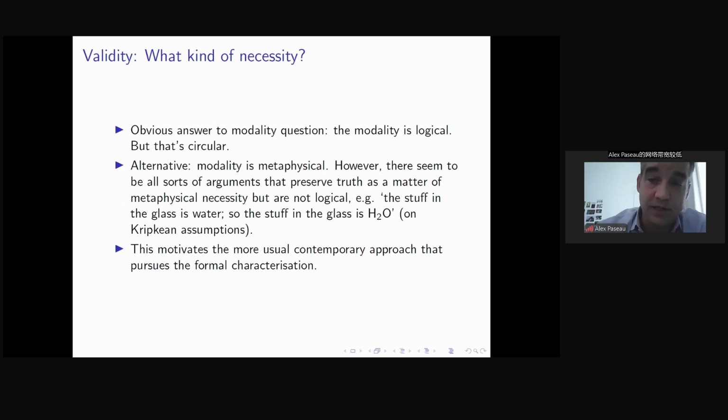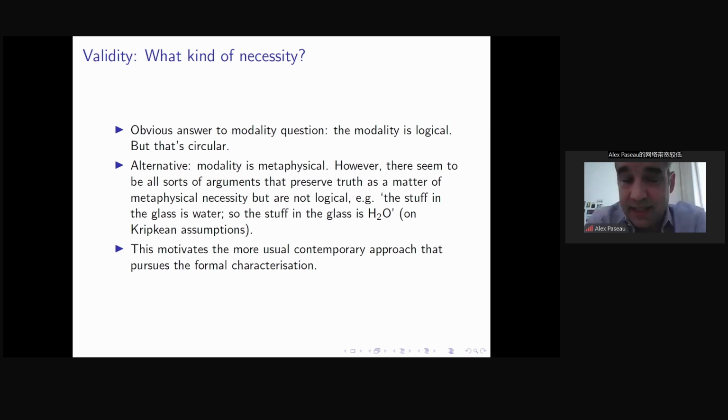So we've got the modal characterization and the formal characterization. The formal characterization seems more promising on the surface than the modal one, because the modal one is either circular, if you define the modality as logical, or it gets the modality wrong. It's either the wrong kind of modality, or if it's the right kind of modality, namely logical, it's circular.